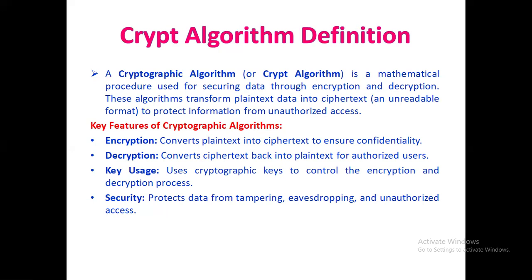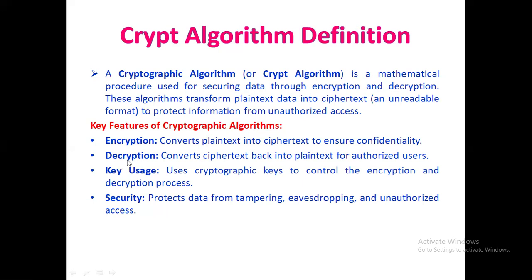First, encryption. Encryption is the process of converting plain text into ciphertext to maintain confidentiality. It ensures that even if unauthorized users access the data, they cannot understand its contents without the decryption key. And encryption algorithms such as AES, Advanced Encryption Standard, or RSA, are commonly used in secure communication and data storage.